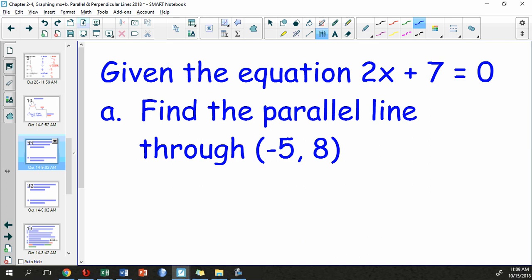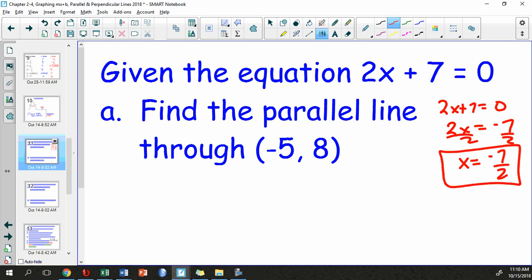For example, find the equation. Given the equation 2x plus 7 is equal to 0, find the parallel line through the point -5, 8. Well, if I solve 2x plus 7 equals 0 for x, so I have 2x plus 7 is equal to 0. Solve that. What do I do? Subtract 7. Then what? Divide by 2. X equals -7/2.